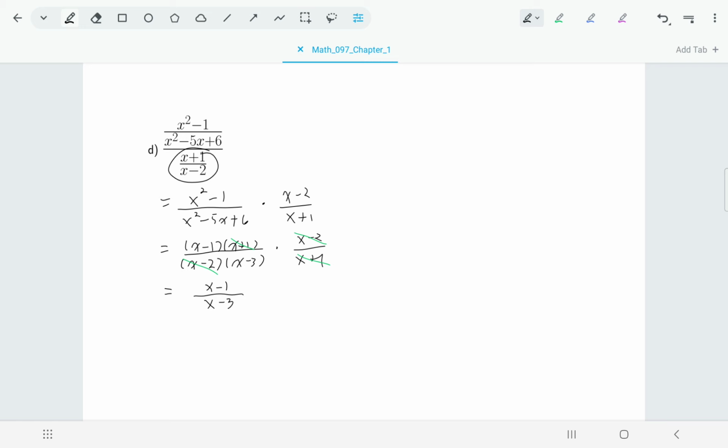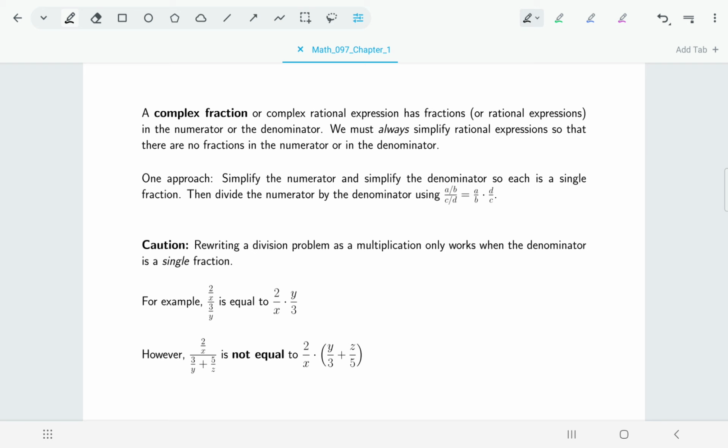And then you can do what we did in part D and just flip and multiply, and then you're pretty much finished. We do have to be careful here that the flipping and multiplying, that only really works when we're dividing by one single fraction. That's why this is sort of a more labor-intensive way of doing things, as we're going to see.